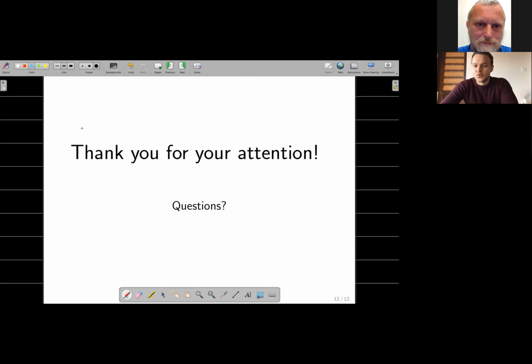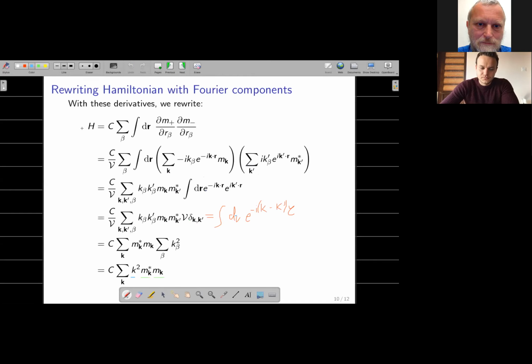There is a question: where did the beta go? So here is where beta goes. If this is where beta disappears, the modes do not depend on beta. The only thing that depends on beta is k, and the sum over beta of k beta squared is just the norm of k. So this is k squared here, because this would write as kx squared plus all the rest, and this is just the norm of k.